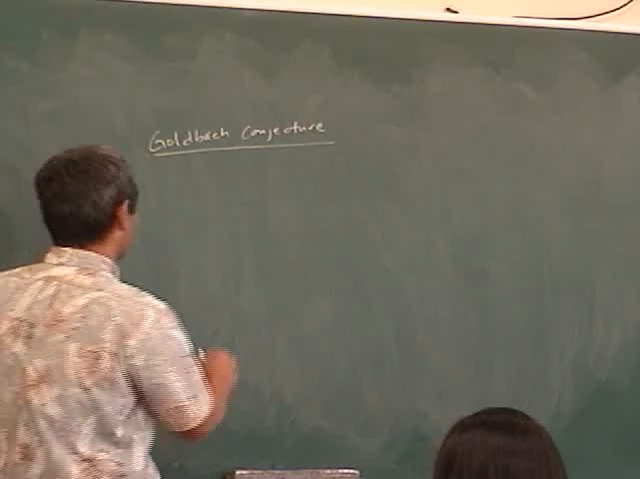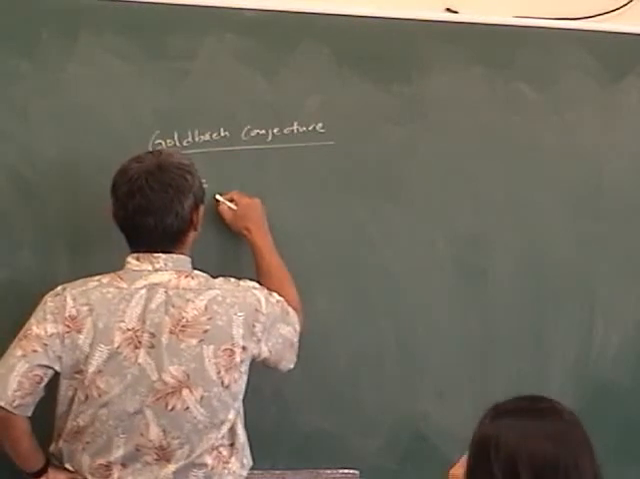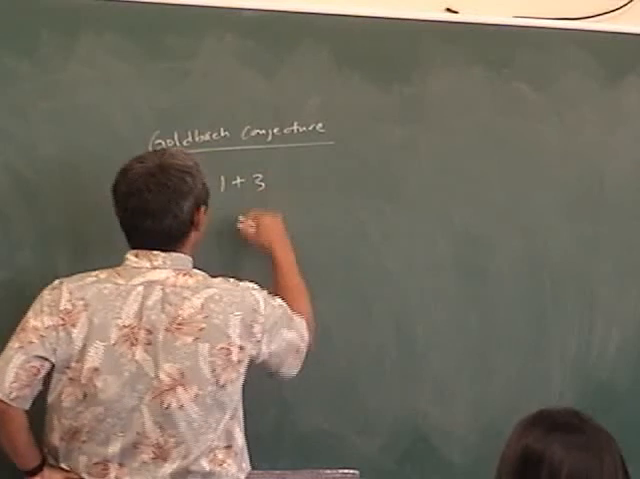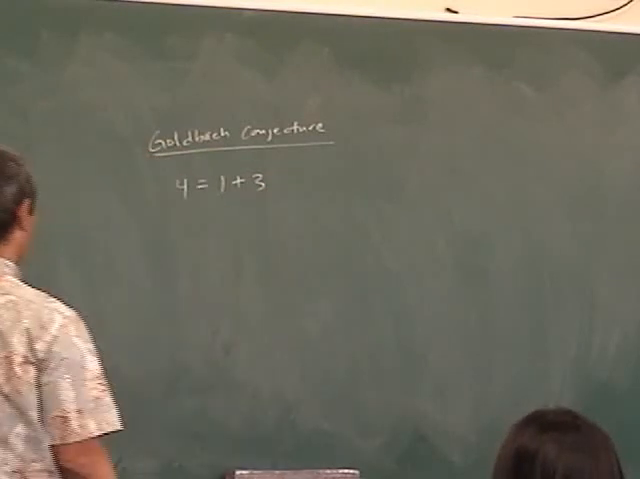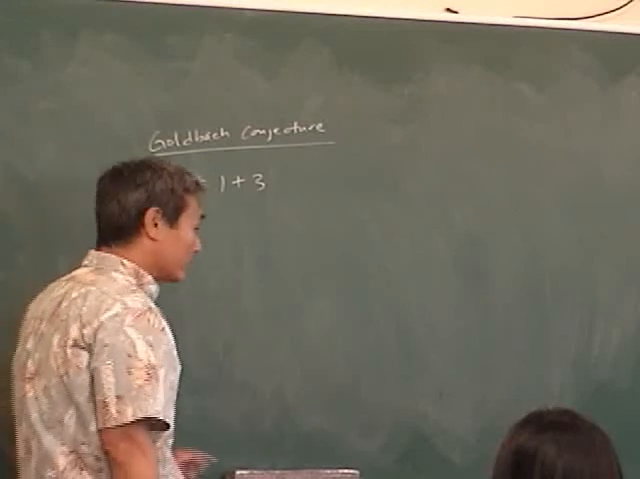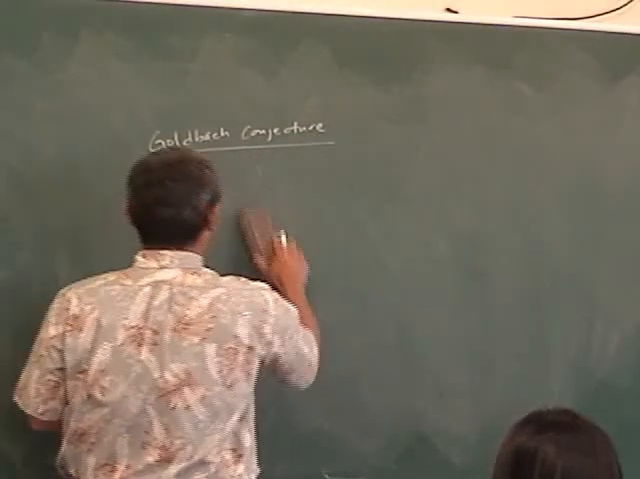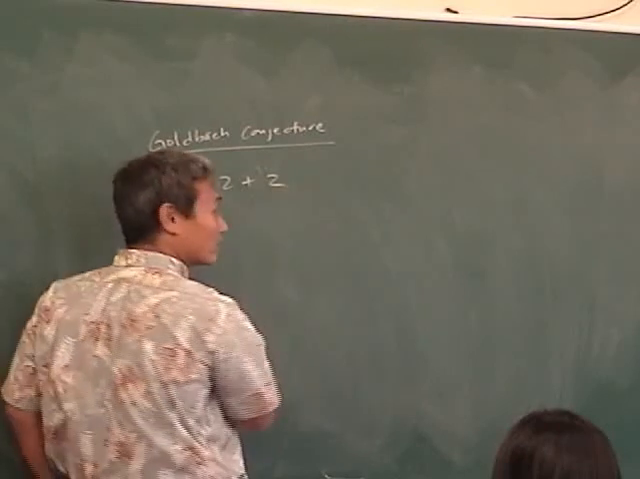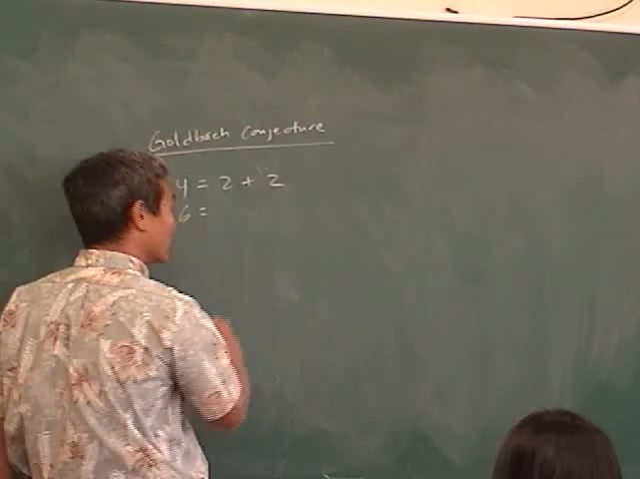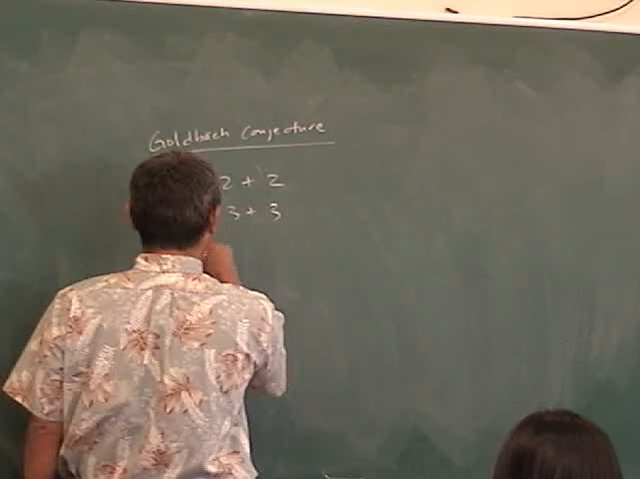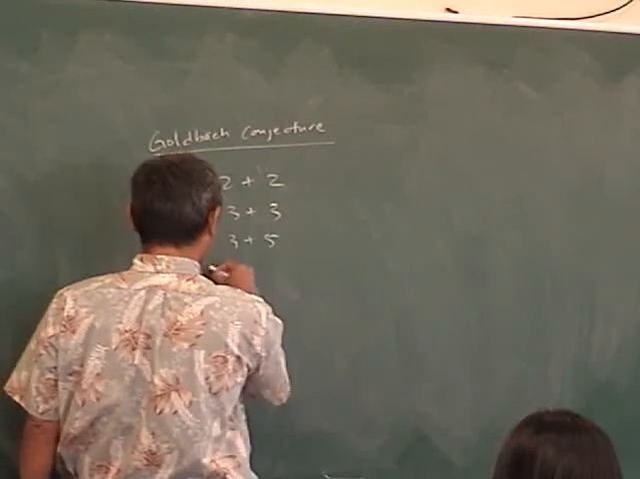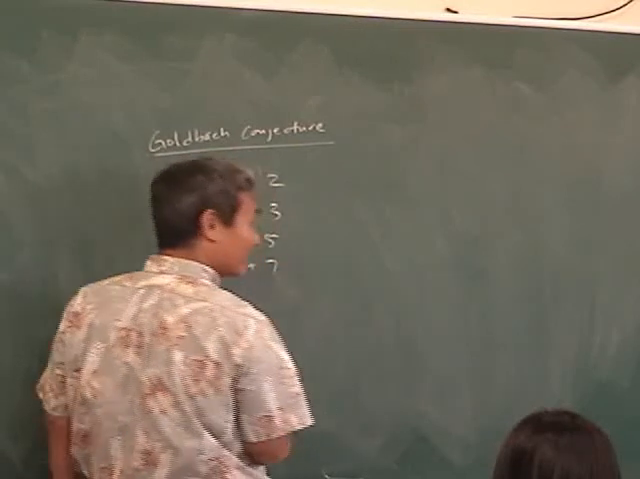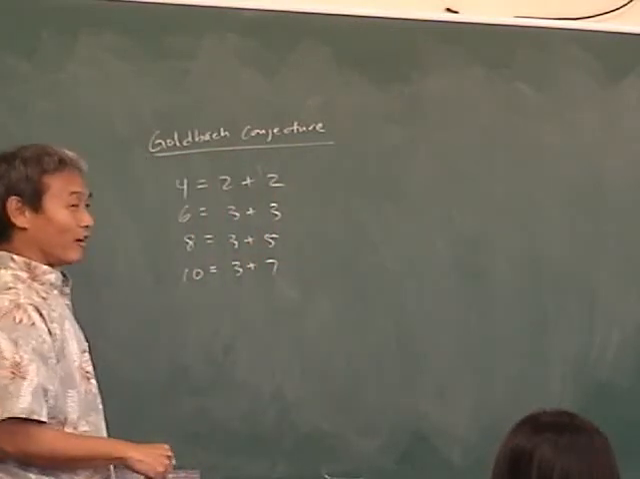So let's try. 4 is equal to what? This is what somebody came in and said: oh, 1 plus 3. No, 1 is not a prime number. Go to your room right now. 2 is the smallest prime number. So what is 4? 2 plus 2. Okay, 6. Is that equal to the sum of 2 prime numbers? Yeah, 3 plus 3. What about 8? 3 plus 5. 10? 5 plus 5, or if you want, 3 plus 7, whatever. Oh, it works for the first 4, therefore true for all?